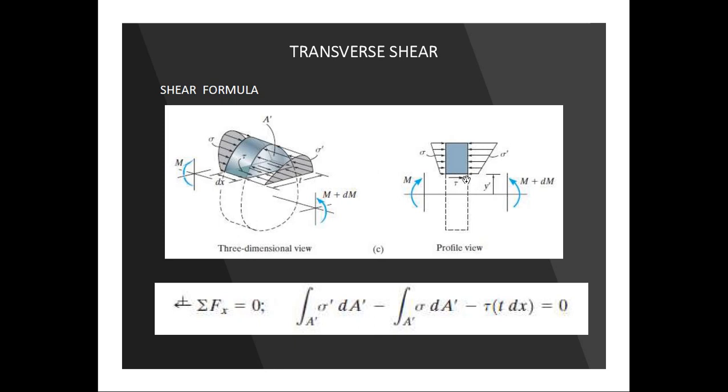And see over here, this tau is also active. This is due to the complementary stress, because the stress is acting in the vertical direction, so a horizontal shear stress will also be present over here, due to the complementary nature of the stress.